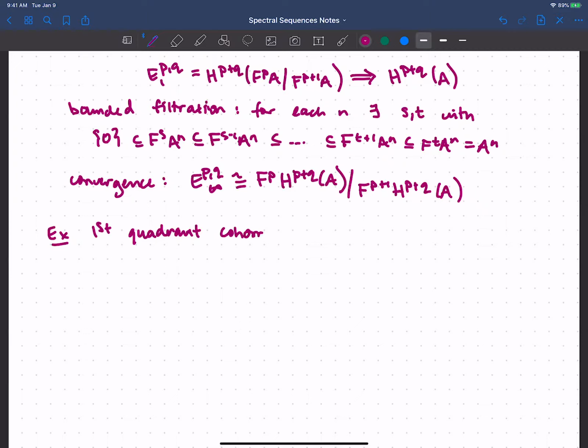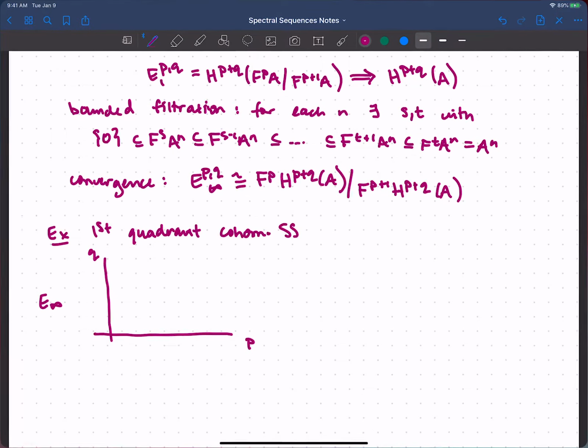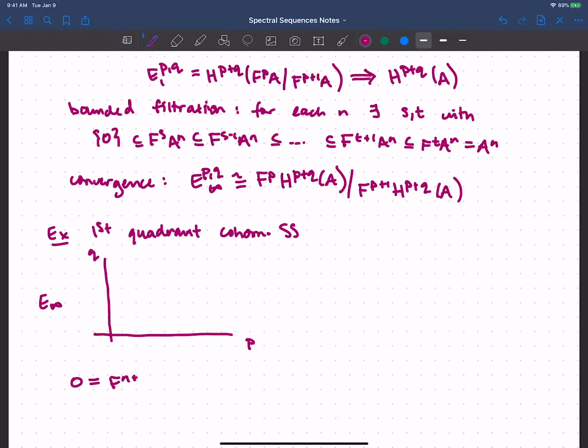And we're still in the cohomological case. So a first quadrant cohomological spectral sequence. Then the idea is that if we look at the E infinity page, well, we should see these filtration quotients of the homology, of some filtration for the homology of A. And so in particular, if we're in a first quadrant situation, then we get a nice filtration.